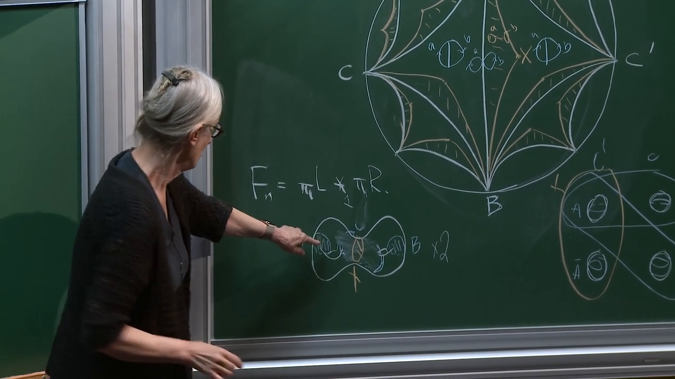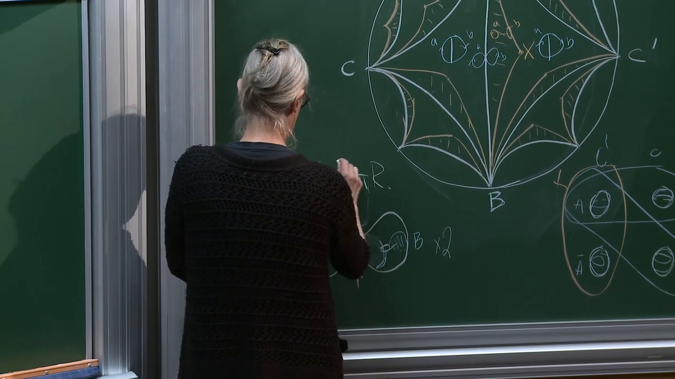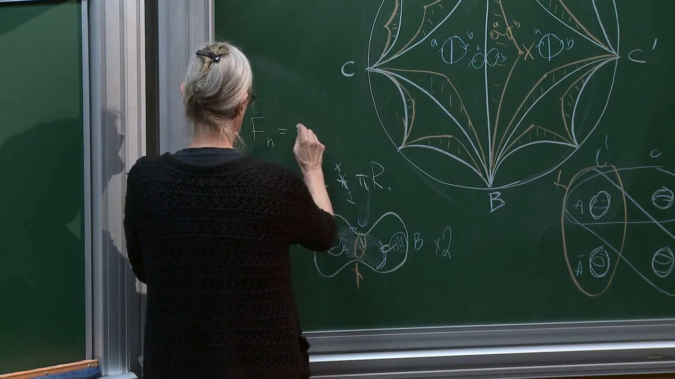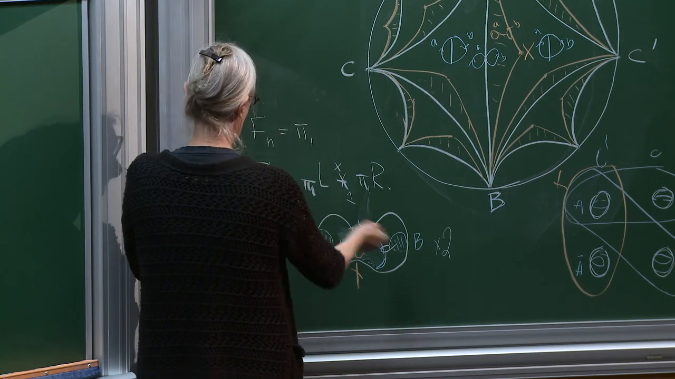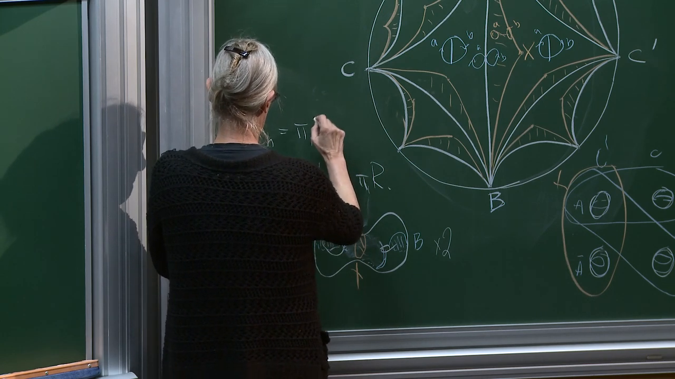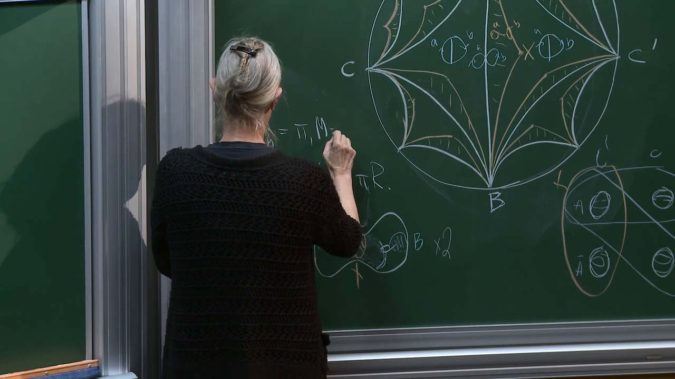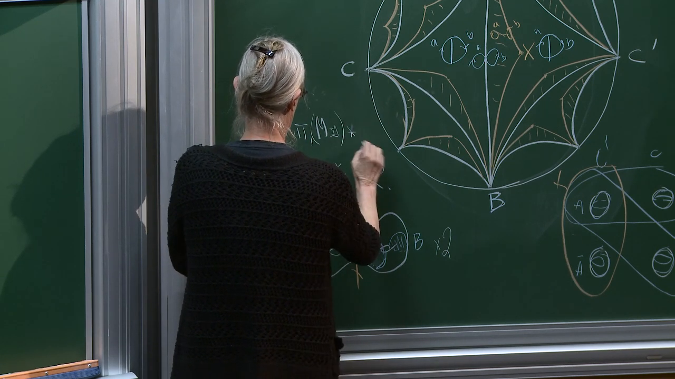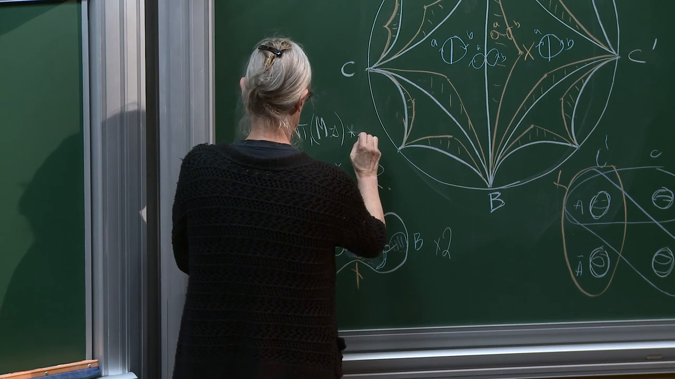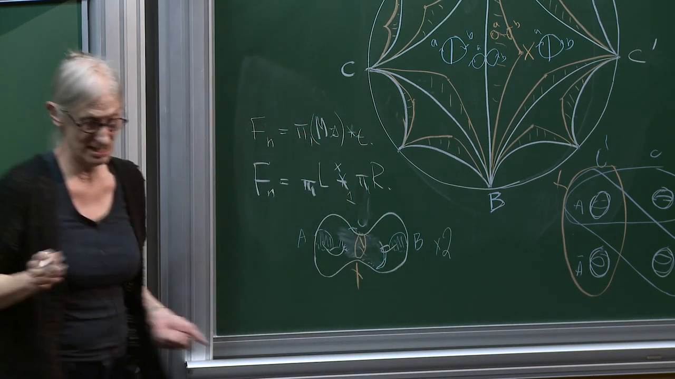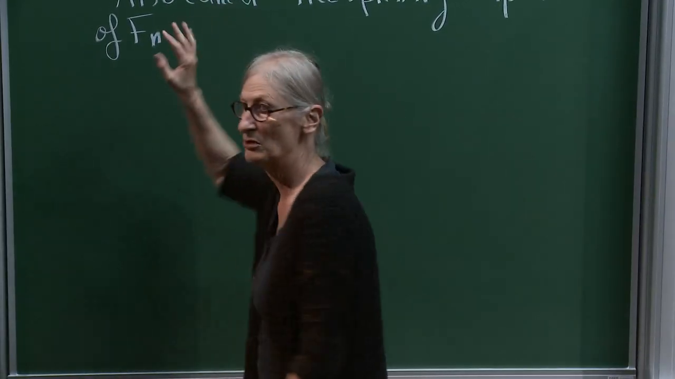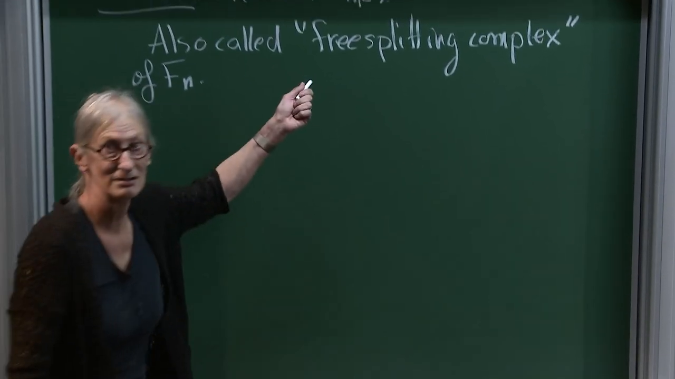If I use a non-separating sphere, I get a representation of the free group as pi 1 of the remainder, M minus S, as an HNN extension. Anyway, in either case, it's a splitting of the free group into pieces. So that's why it's called the free splitting complex. It's a little bit more complicated to define if you do this.